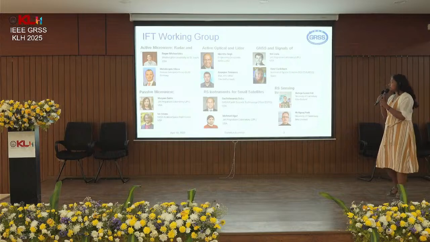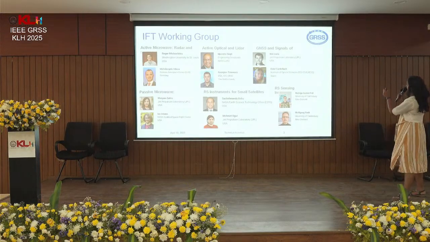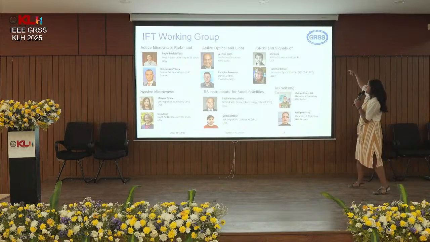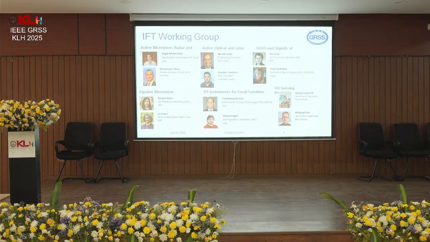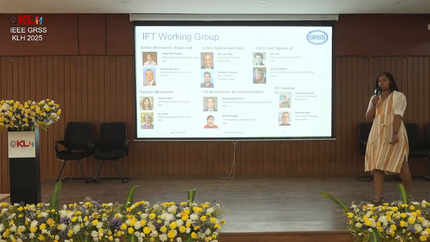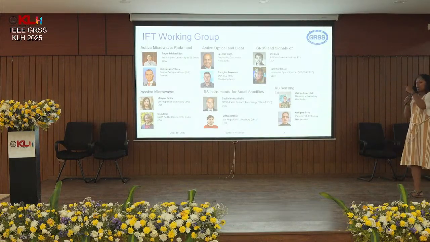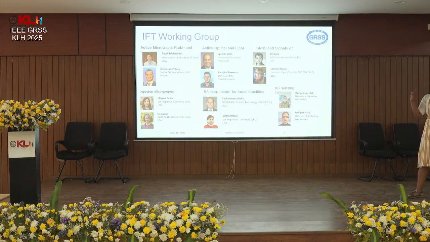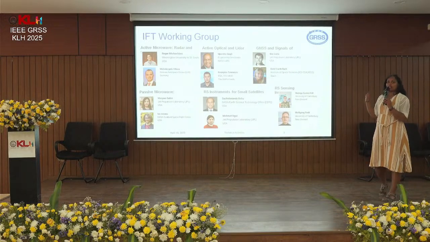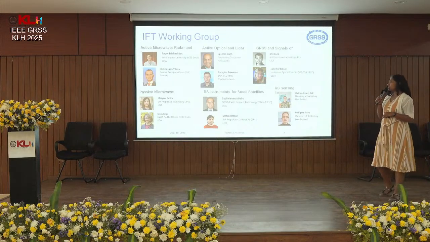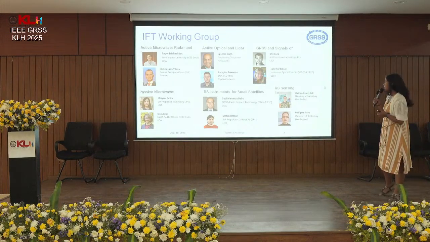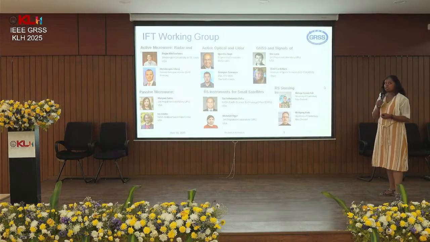It looks like some of the words have gone under, but I'll show you guys the website later. You can go look at it in more detail. Passive microwave, remote sensing instruments for small satellites, and remote sensing instruments for UAVs, which is the last one. And each one has working group chairs or co-chairs, so you can see their names. And I have a link at the end to the website, so you can go look at these people, and you can actually get their contact information as well if you're interested in any of these different things.